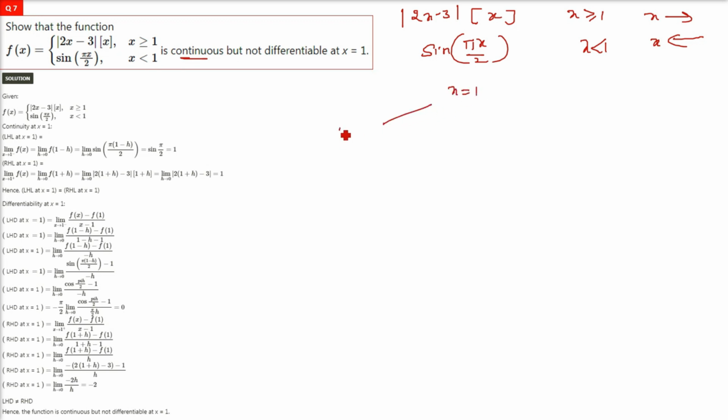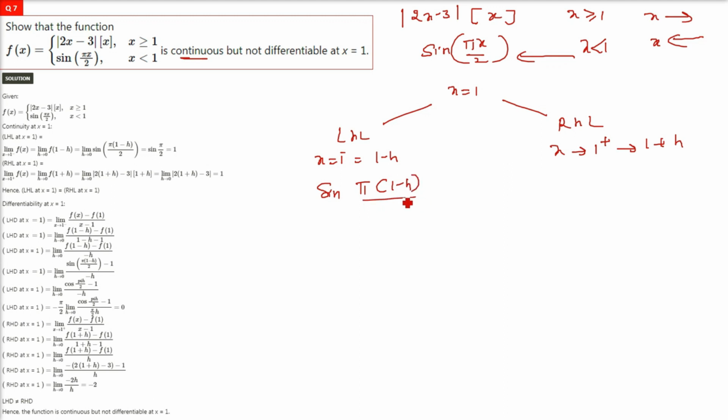So we will check the continuity first. At x equals 1, we'll find out the left hand limit and the right hand limit. The left hand limit is x equals 1 minus, or you can put 1 minus h, and for the right hand limit, 1 plus h. When you go below 1, it is going to be sine pi x by 2. In place of x, just write 1 minus h, because you are going just backwards of 1.